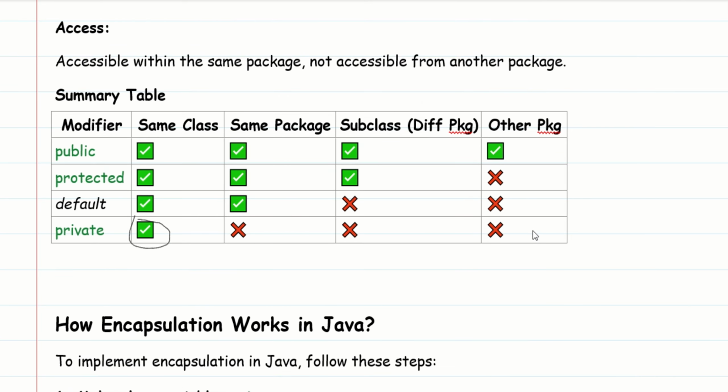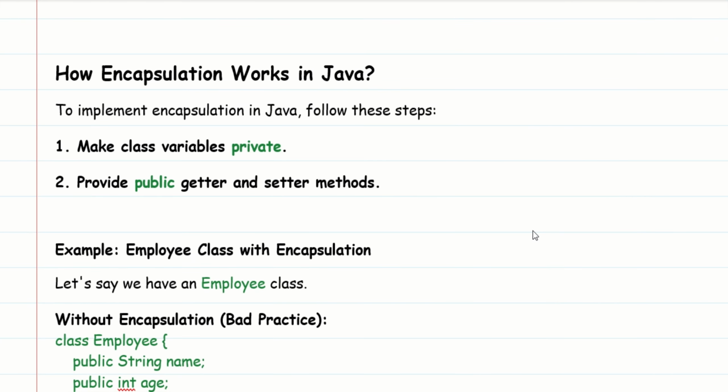So now we have seen access modifiers and packages. Let's see how encapsulation works using these two things. To implement encapsulation in Java, you need to follow two steps. One, make the class variables private, so that they can be accessed within the same class itself. And two, provide public getters and setters. So the class variable is private now, and to access or modify those variables, you need to use a public getter or setter method to get or modify the value of the variable.